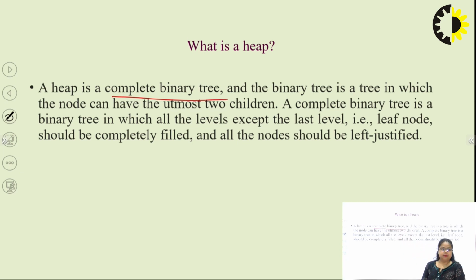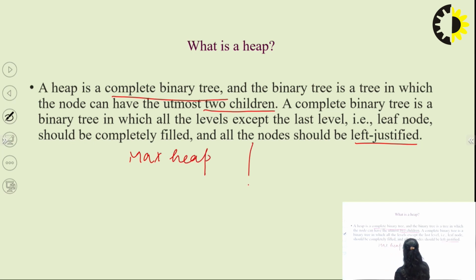And what do we mean by the term binary tree? A binary tree is a tree in which each and every node can have at most 2 children. Remember one thing, at most 2 children. And a complete binary tree is one in which all the levels except the last level are filled completely, and all the nodes in the last level are left justified, right? So that is the way we talk about the heap. When I'm talking about the heap, remember the two things: we are going to talk about max heap and min heap.